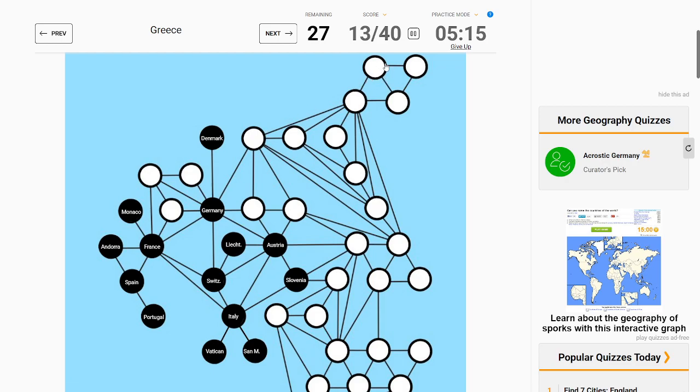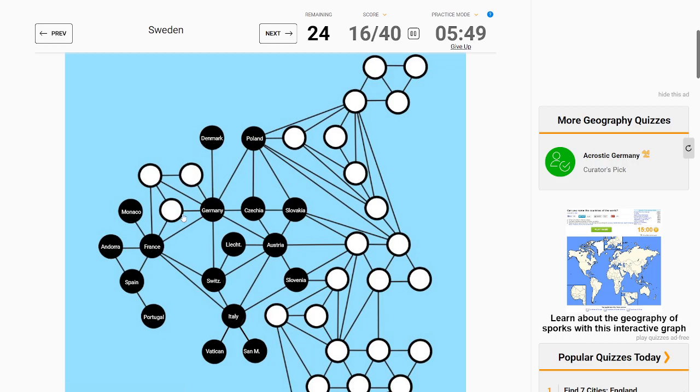Czechia is not going to border these up here, because I think this is the Scandinavian countries up here. So then this must be Czechia to the right, and this must be Poland. Poland, and then Slovakia. Let's pop back to here.